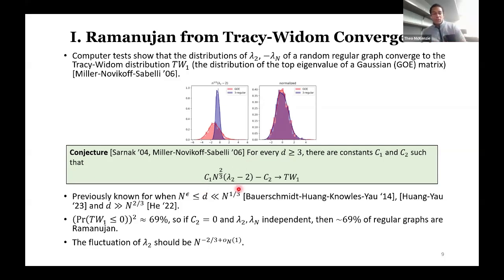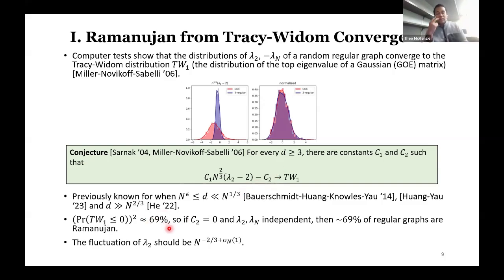So let's highlight a couple of things about this conjecture. First of all, if this conjecture were true, and if C2 were equal to 0, then approximately 69% of all graphs would be Ramanujan. The point is that the probability that Tracy-Widom is less than or equal to 0 is like 83%. If I square that, it's 69%. So if this conjecture were true and C2 were equal to 0, I would just need lambda 2 to be less than 0 in this normalized version, and lambda n as well. And the probability of that is 69%.